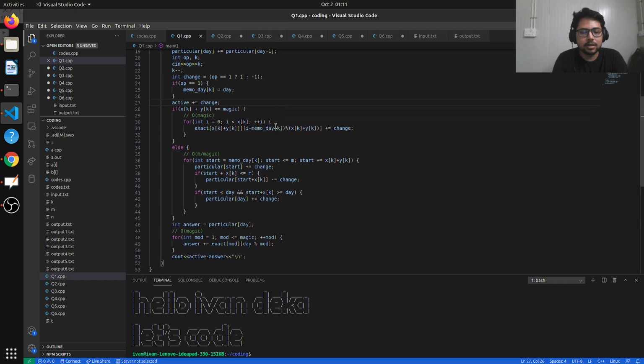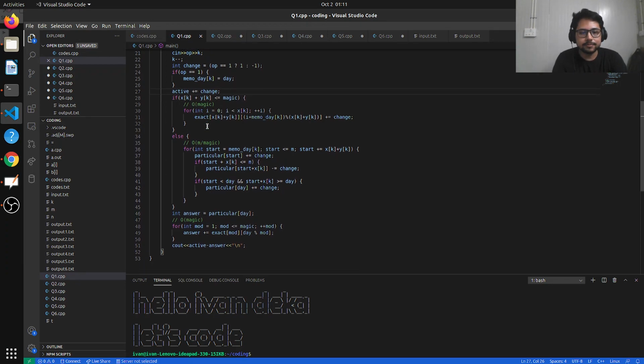Okay, so there are two cases. First case is if x plus y is less than the magic. Magic means the square root of m. So here, as I mentioned, we will go from 0 to xk minus 1, since we will be doing a modulo, we need the elements which are less than xk. These are the elements of our concern.